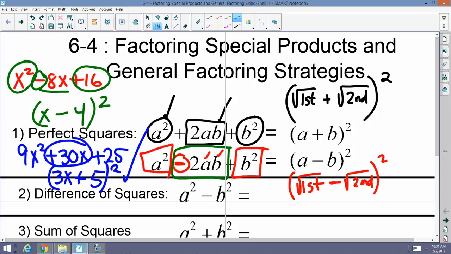You good? You promise? Any questions on perfect squares? We're going to do a bunch of examples, but I want to really make sure I've got this really, really well with you guys. Okay?